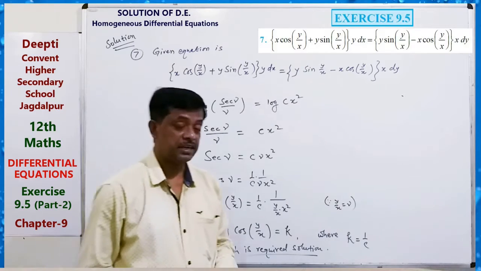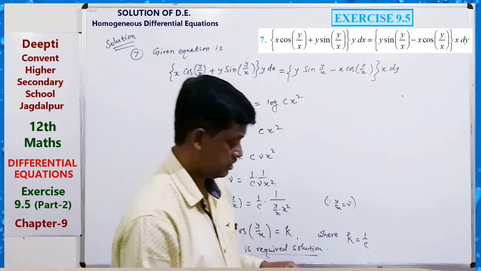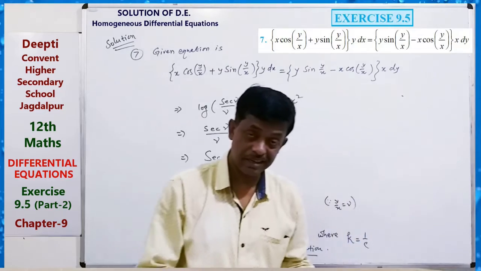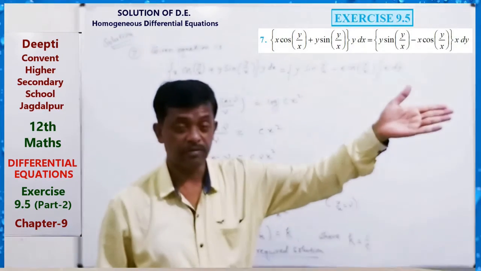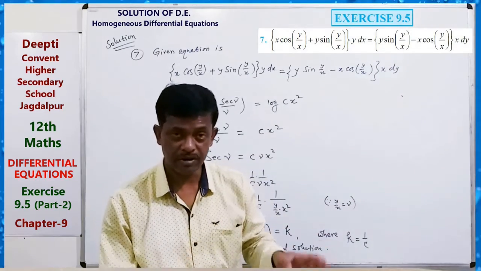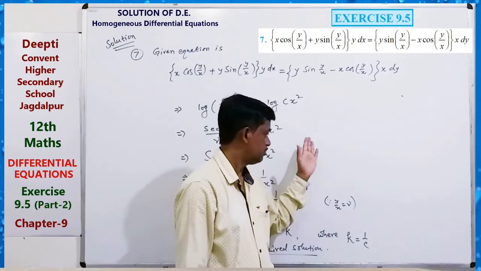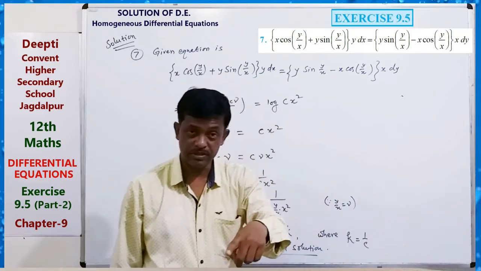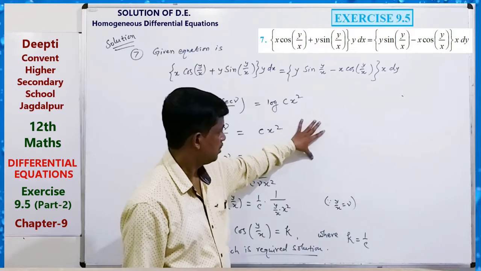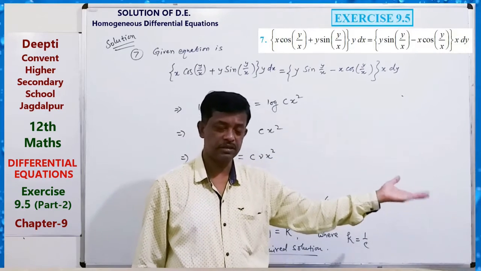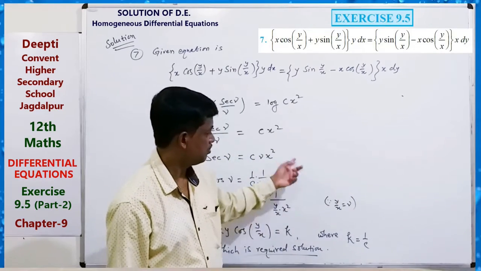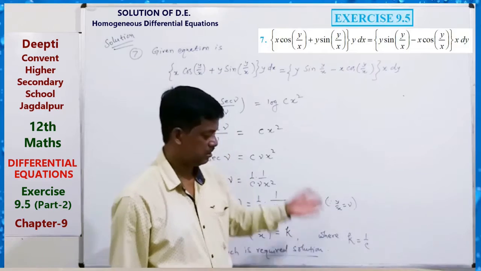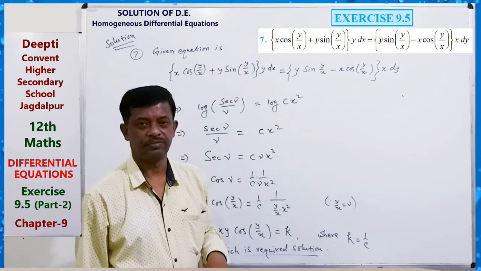So what is the method? First of all, just see whether the given differential equation is in separable form. If not, and it is first order first degree, then check for a homogeneous differential equation. If it is homogeneous, then you can solve it by taking y equals vx.